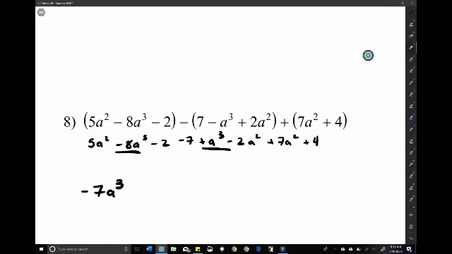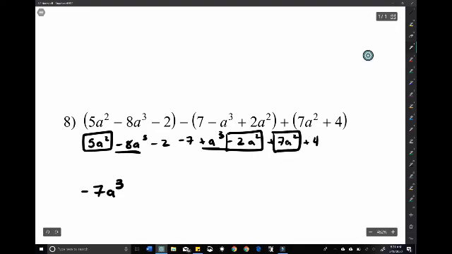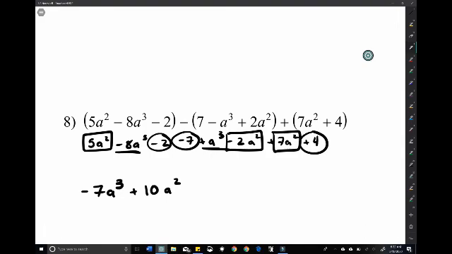It's going too fast. So next we're going to go with squareds. Square the squareds, why not? There's another one. 7 and 5 is 12, minus 2 is 10, and the others I forgot about? No. So plus 10a squared, and any a to the firsts? No. So constants, negative 2 minus 7 is negative 9, plus 4 would be negative 5.